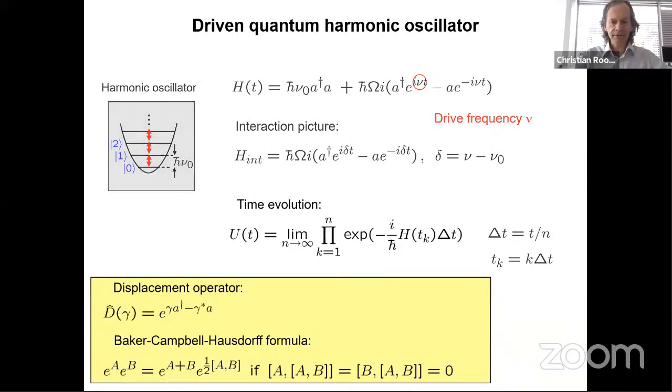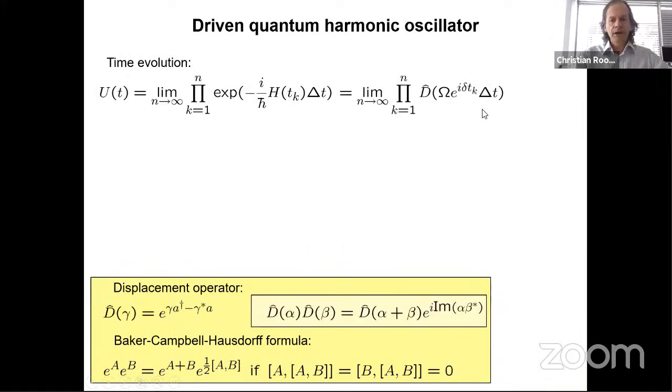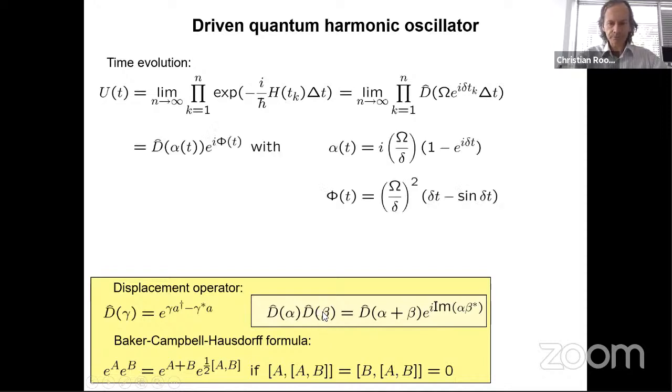And what you find, if you follow this procedure, is that when you have this product of displacement operators, you get a displacement which is the sum of the two displacements, but you also get another factor which is just a phase factor, given by the displacements in phase space that you try to add up. And when you do this with displacements which are described by this off-resonantly driven motion, then you see that you have this circle in phase space.